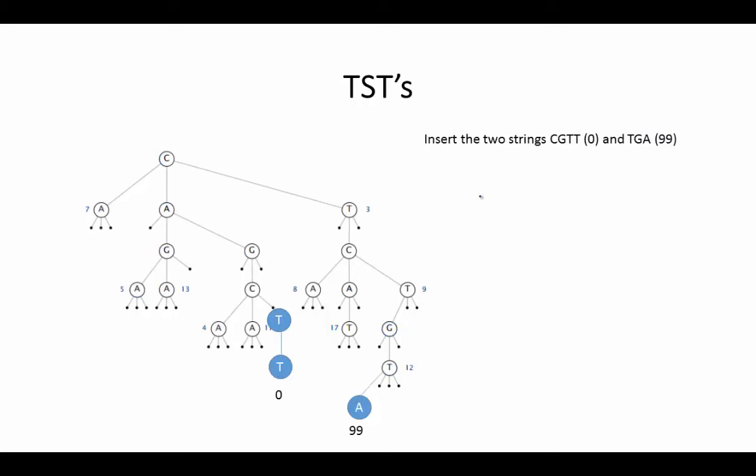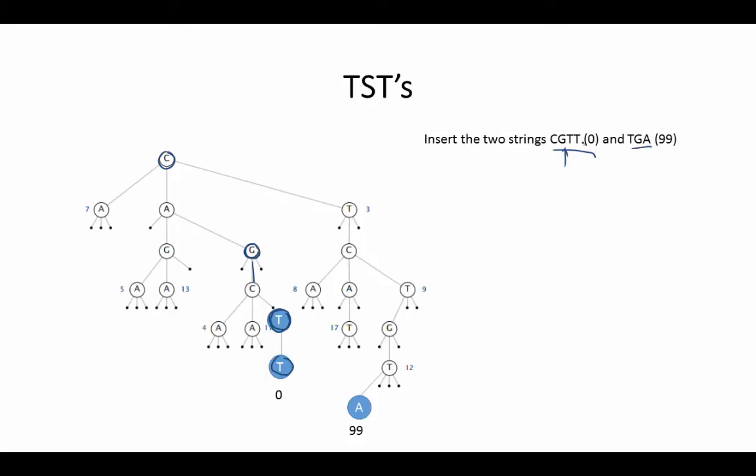Now if you're going to insert these two strings into this, let's see how the insertion works. So we have a C, that's a match. We go down this way. G, the next one, is bigger than A, so we go here. Now G is a match, so we go down this way. Now we have T, which is bigger than C, so we go here, and because there was nothing there, we're going to insert the T. Once you insert the T, it's a match, and then we insert the next T.